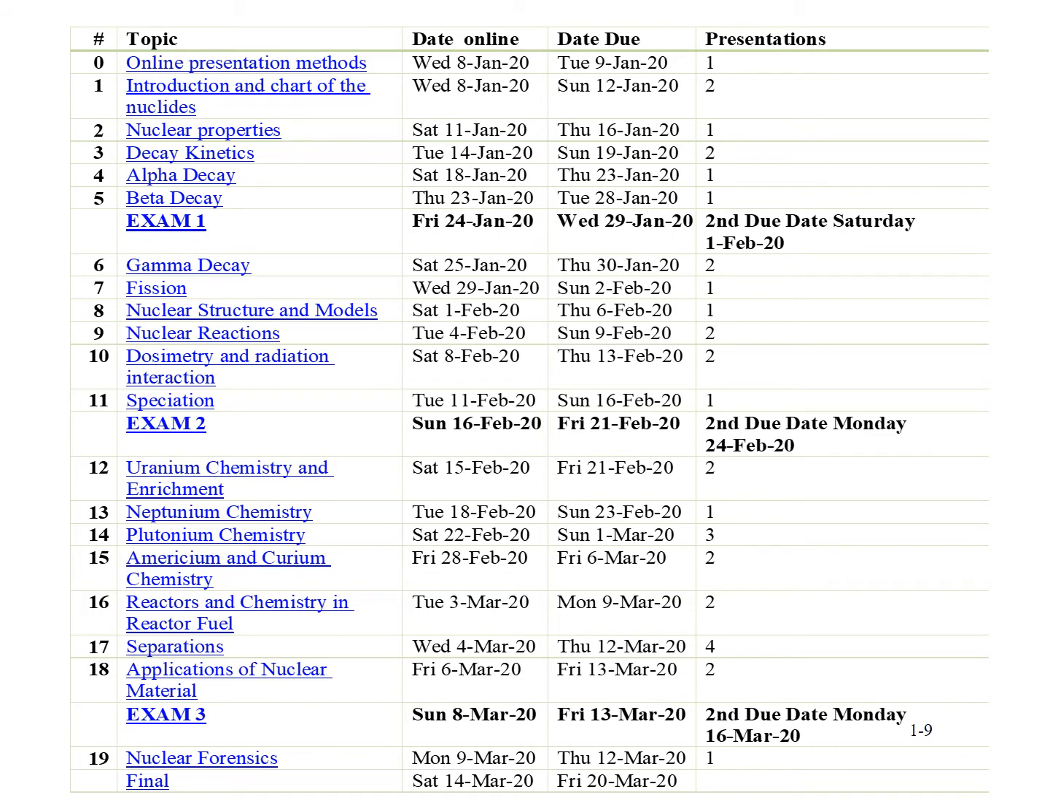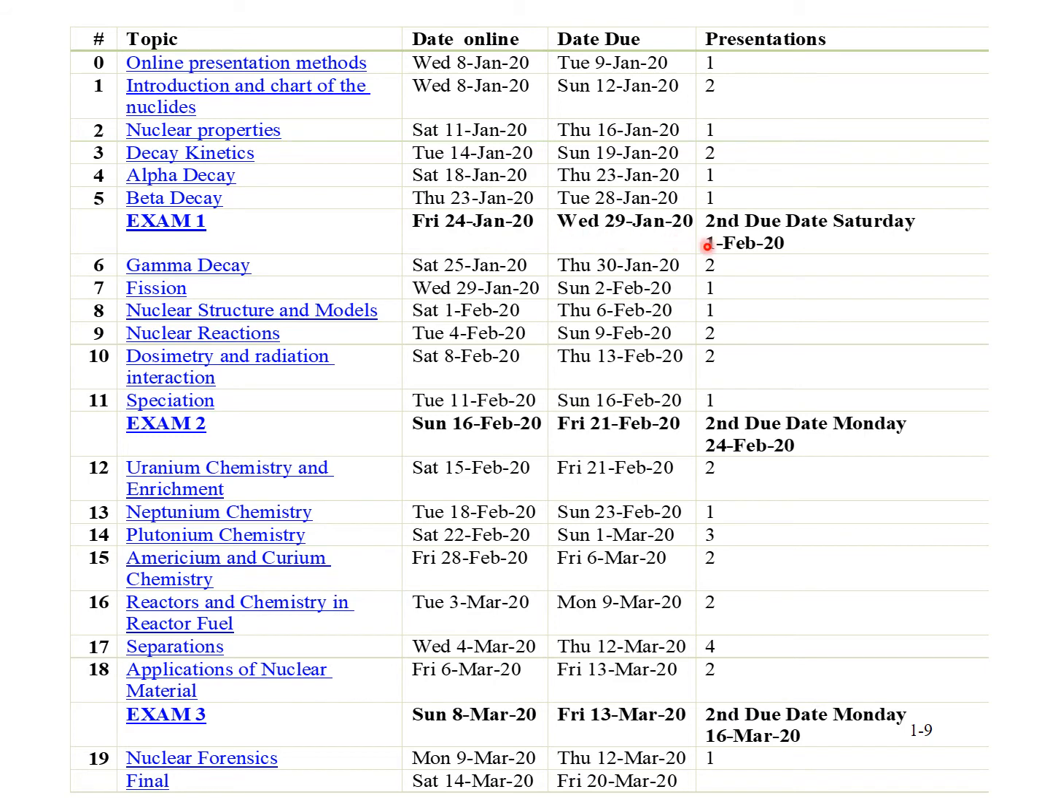The outline for the course is presented here with the topic, the date that it's online, the date that it's due, and the number of presentations for the given topic. The due date doesn't change. However, the date that the lectures are presented may change. The lectures may be presented earlier. If they're presented earlier, the due date won't change. You'll have more time to do the work.